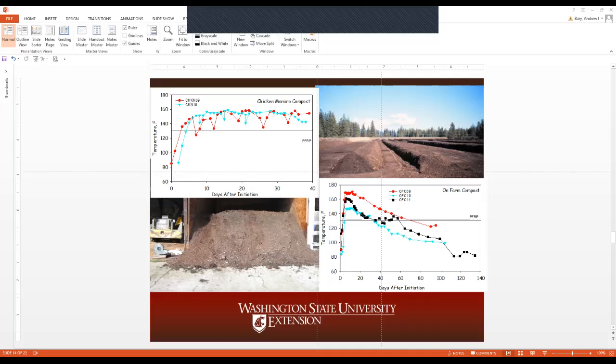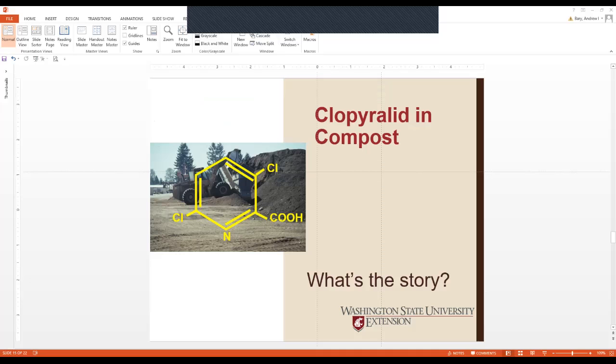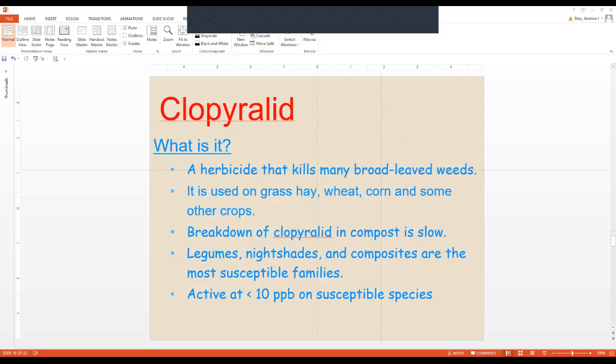Now we're going to move on to clopyralid in compost. Clopyralid is a herbicide that's used in various crops and has become a contamination in dairy manure. We're having quite a problem with it in yard debris. In the early 2000s, this was solved by banning its use on homeowner products from a standpoint of using compost, but it's still used in other crops, so it's become a contamination recently.